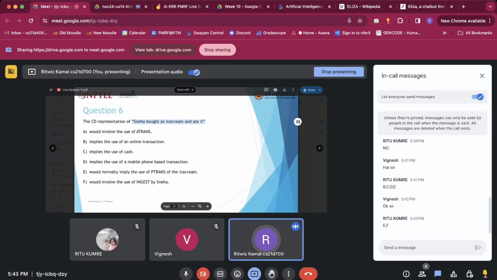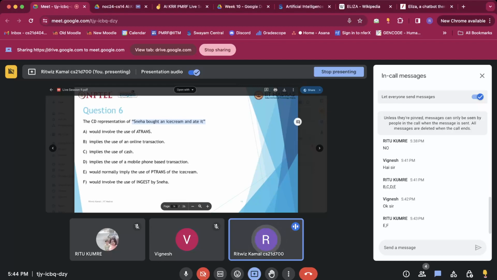So we are given no information about how she bought the ice cream, or did she use cash, did she use online transaction or a card or a mobile based UPI or something. We are not given any such information, right? So because we are not given any such information, we can get rid of options B, C and D. We know that options B, C and D would be incorrect in this case. Now let's look at the other options.